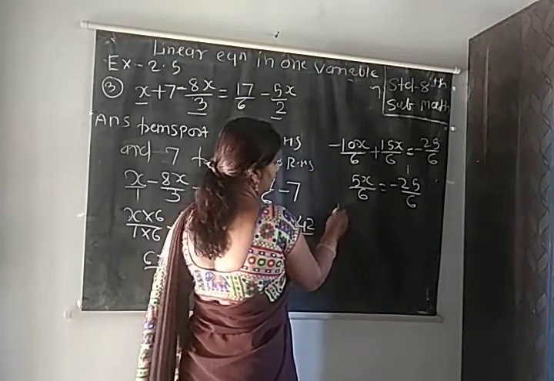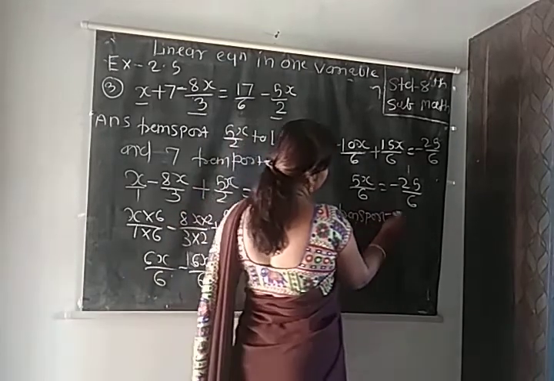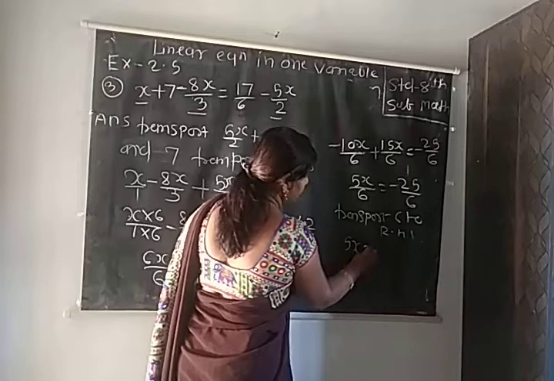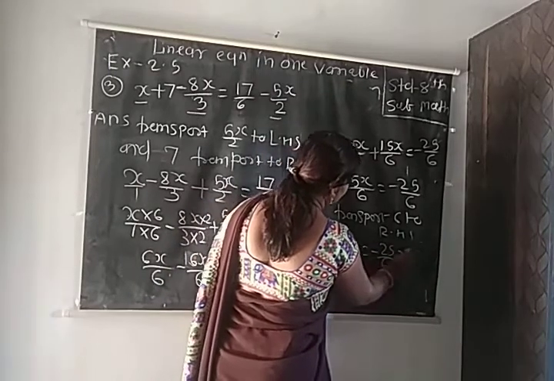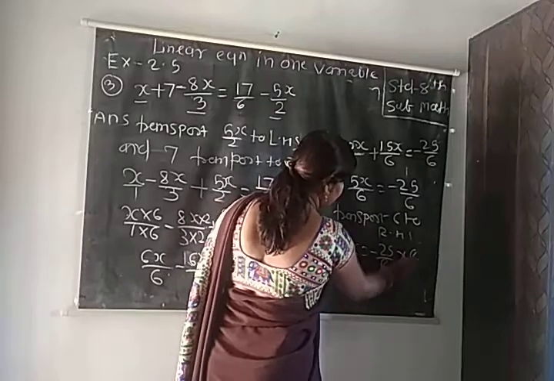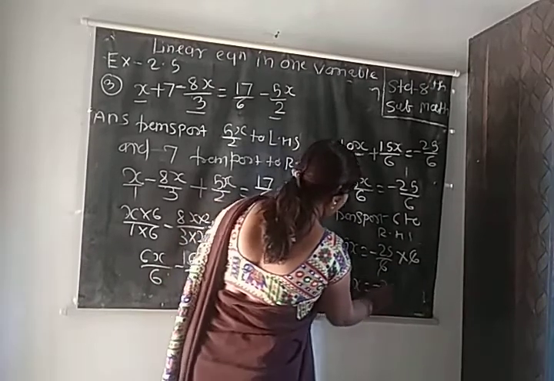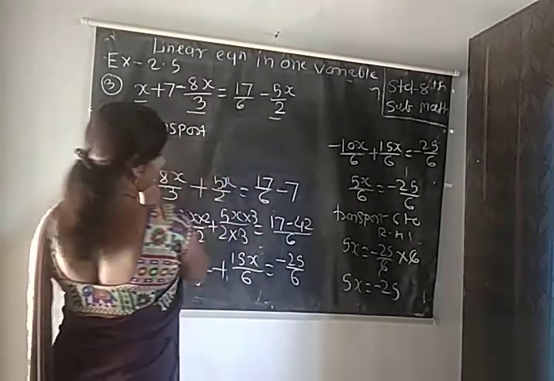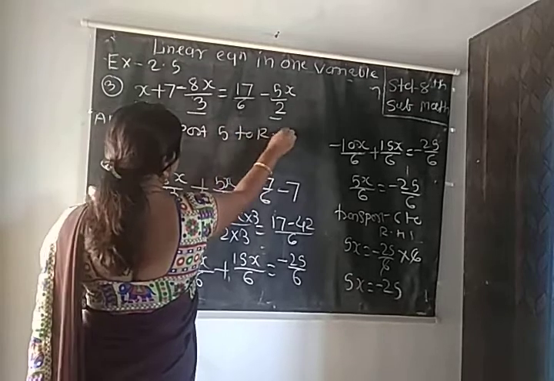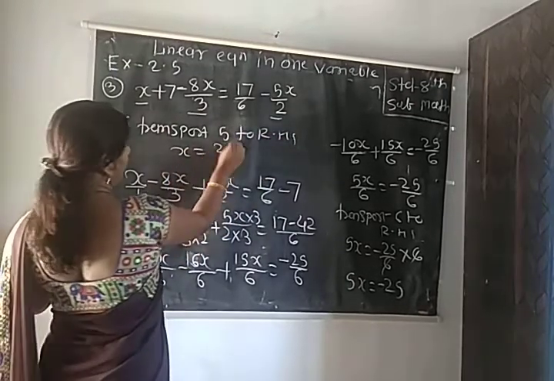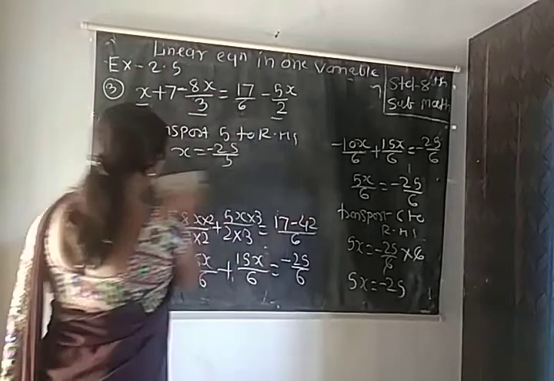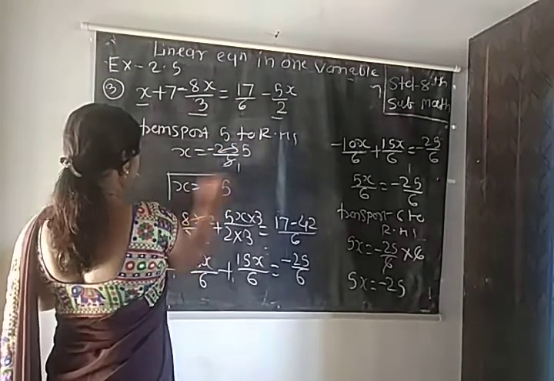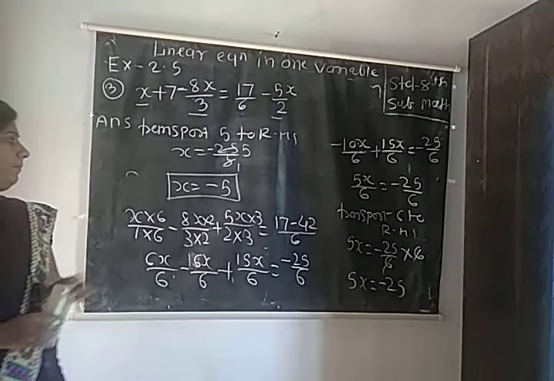And then transport 6 to RHS. And then what is the remaining? 5x is equal to minus 25 upon 6 multiply 6. यहाँ पे divide है, multiply होगा. So 6 cancel. And then 5x is equal to minus 25. And then transport 5 to RHS. And then x is equal to minus 25 upon 5. And then what is the answer? x is equal to 5 1 the 5, 5 5 is 25. So what is the answer? Minus 5. So this is the solution of this equation.